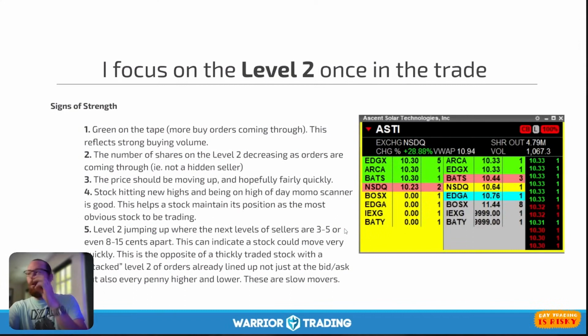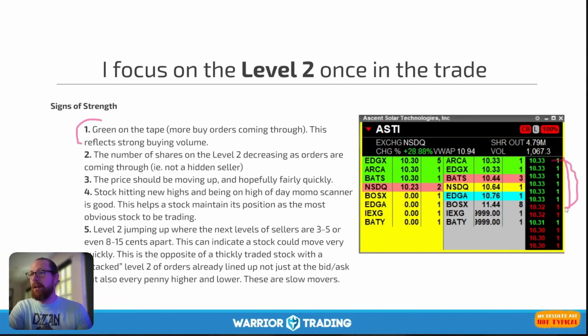Okay, so once I'm in a trade, what do I focus on? Once I'm in the trade, I am focusing on the level 2. What am I looking for? I'm looking for signs of strength. Signs of strength means green on the tape. See how we have green on the tape right here? That's green on the tape.